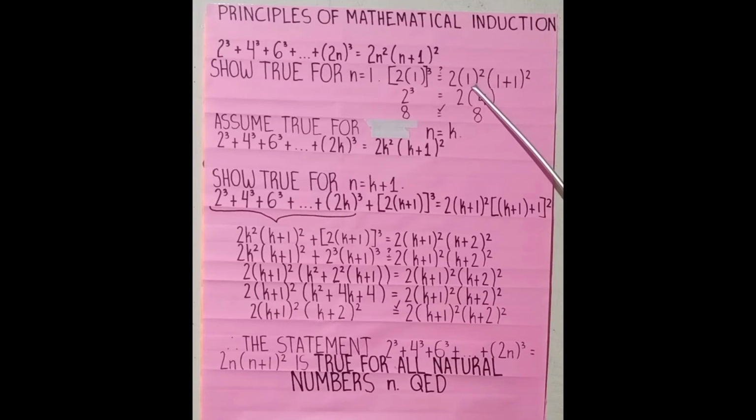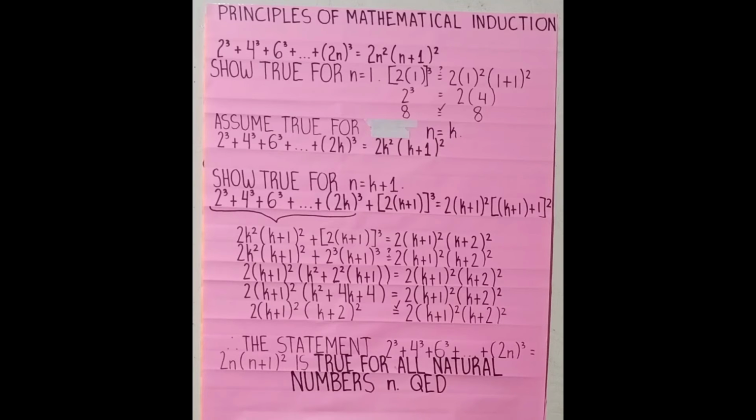So 1 times 1 is equal to 1, then 1 plus 1 is equal to 2. 2 times 2, or 2 squared, is equal to 4. That is why it is 2 times 4, or 8. So 8 is equal to 8, which is correct. Correct for n is equal to 1.